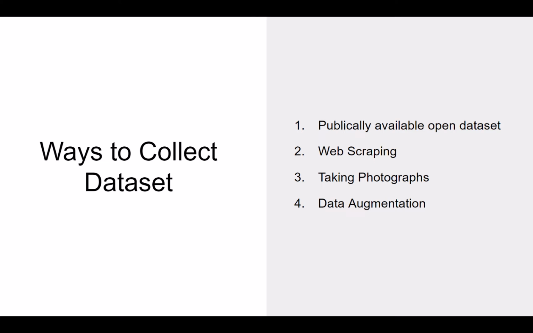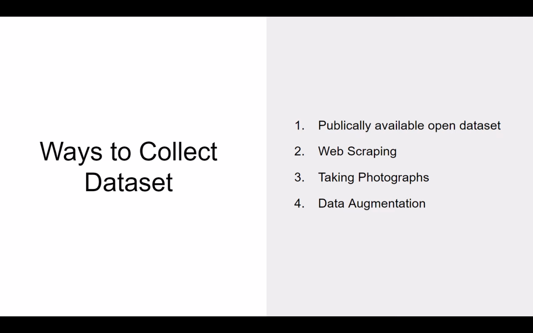The second way is web scraping. In that process, we will write some scripts to collect the data automatically. So we don't have to capture or download the images from Google one by one. We can just write the scripts and collect the images of a particular type. And the third way is taking photographs. In that way, we just take a camera and capture the images by ourselves and form our dataset. So that's the third way, where we collect the entire dataset by ourselves.